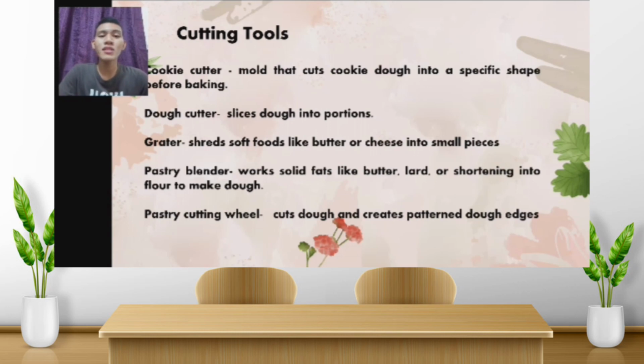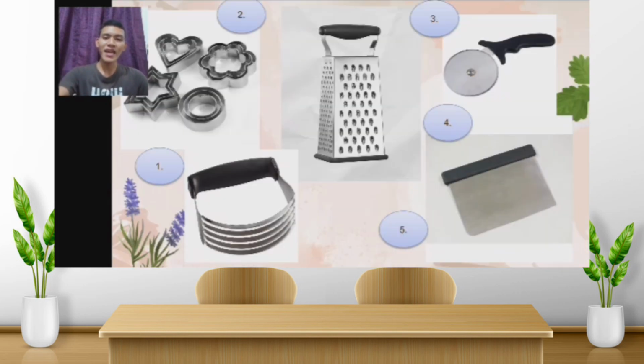We have also the pastry cutting wheel. When we say pastry cutting wheel, it is used to cut dough and create a pattern on the dough edges. Okay, so those are the cutting tools. And of course, I have here an image of these cutting tools. Starting off with number 1, it is the pastry blender. Okay, number 1, that is the look of a pastry blender.